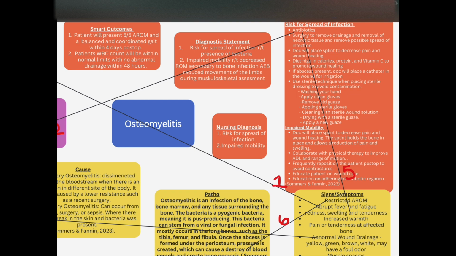And so our SMART outcome will be the patient will present 5 out of 5 AROM and a balanced and coordinated gait within 4 days post-op. And this SMART outcome is attainable because if you are collaborating with physical therapy and moving the patient as much as possible, you can get them back to good health.